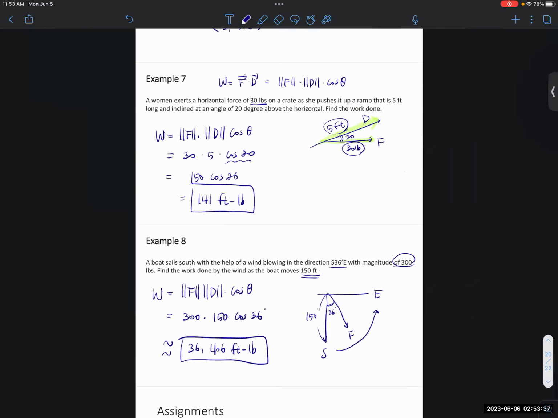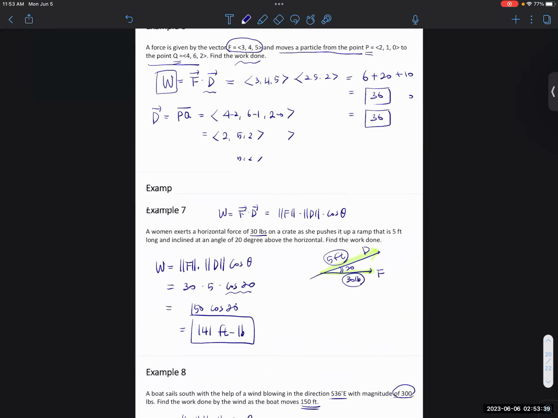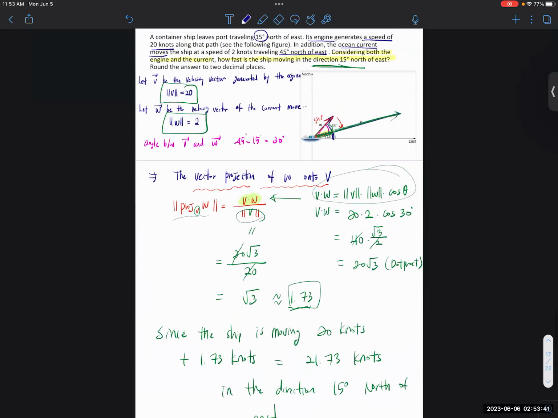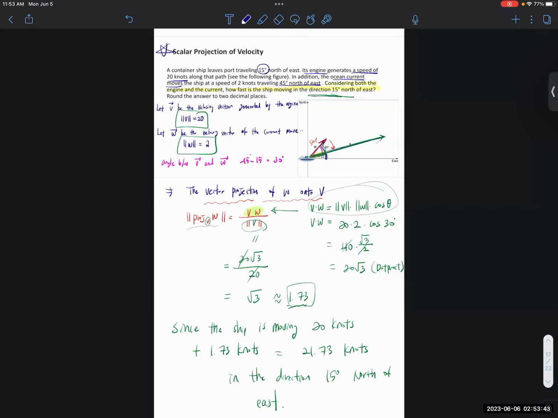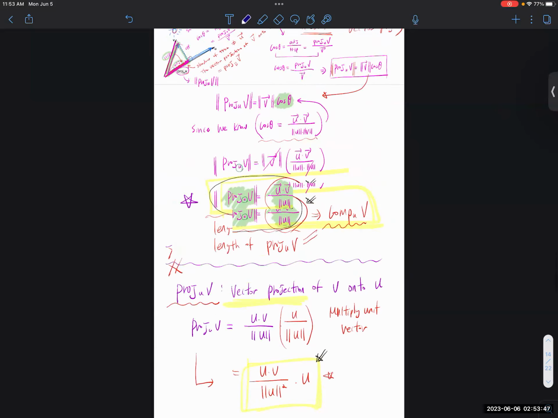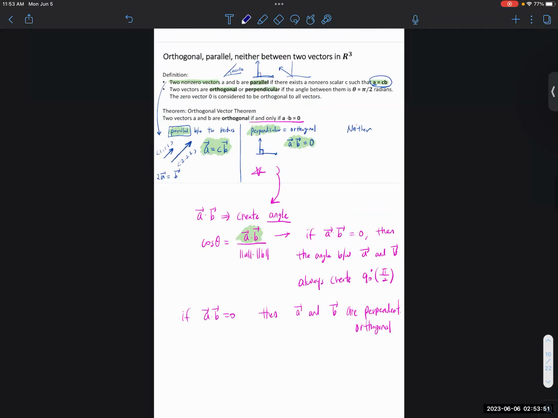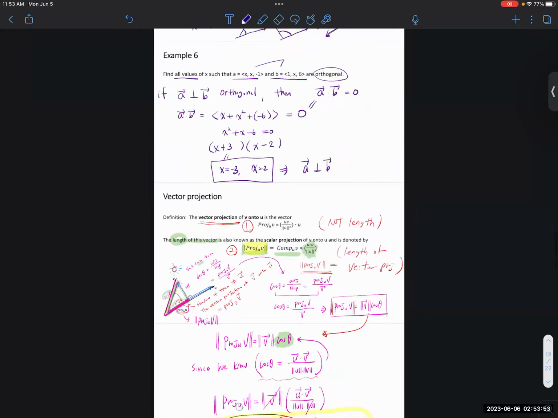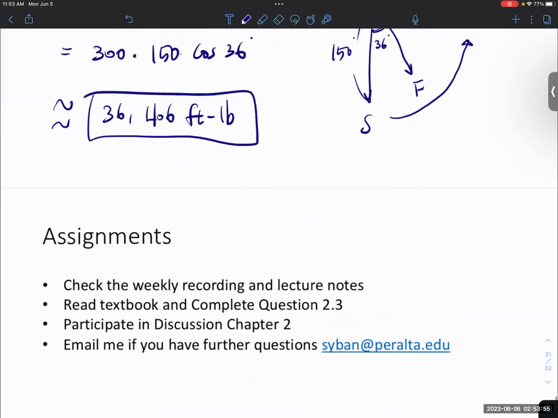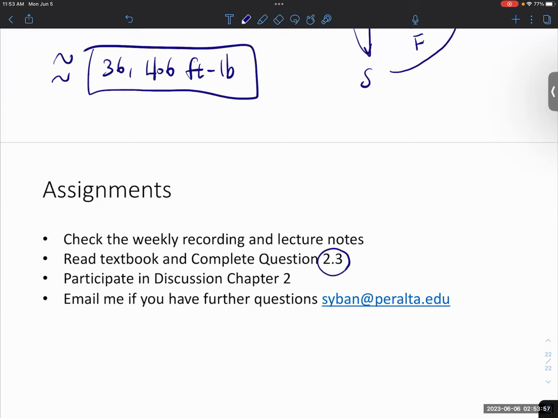Okay, so as I mentioned, this dot product is used in many physics concepts. One of the examples is work, a real life situation, and I also showed you the more complicated vector projection. So think about vector projection and that formula, and we talked about what they mean algebraically and geometrically in terms of the dot product. So that's 2.3. We covered pretty much everything.